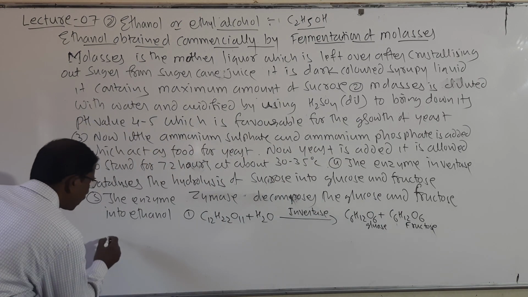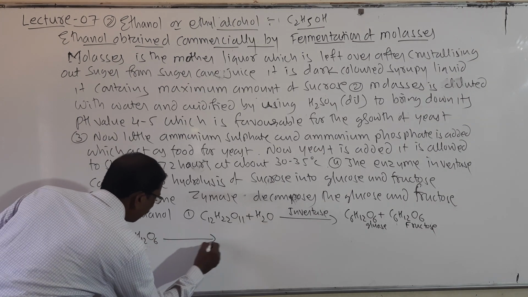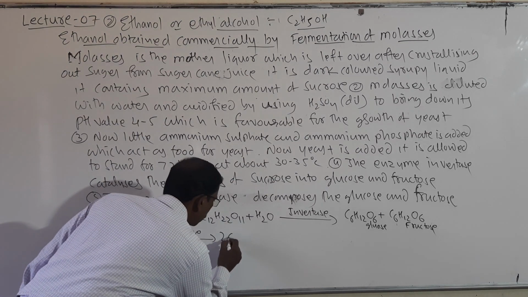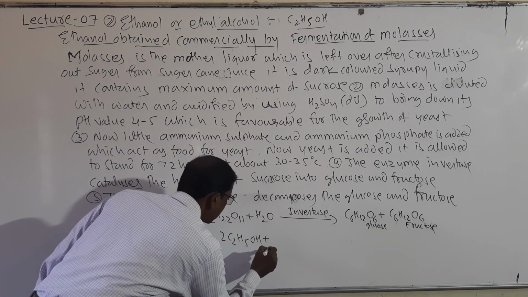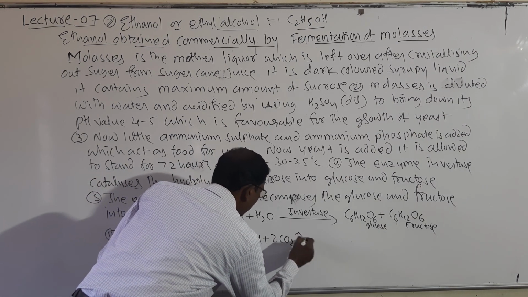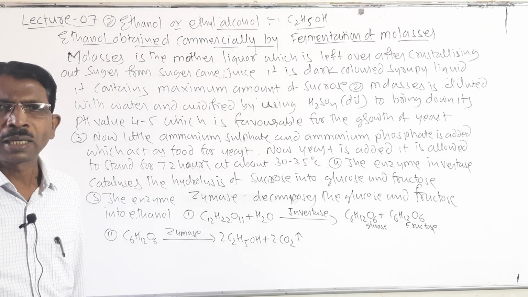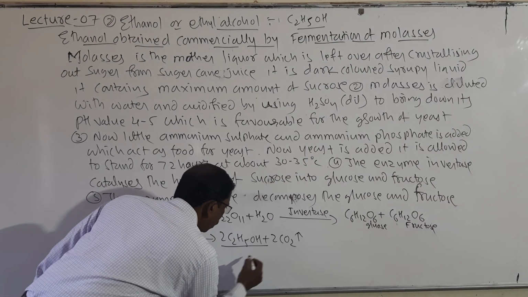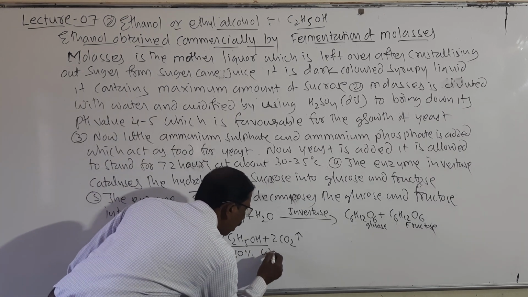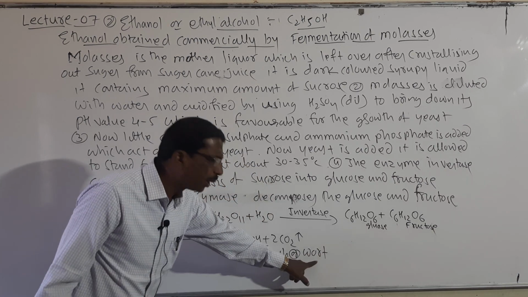And then, students, the second reaction is C6H12O6. It decomposes in presence of the enzyme called zymase. So it forms 2C2H5OH plus 2CO2. Carbon dioxide is liberated because it is a fermentation reaction, an anaerobic reaction. And here the ethyl alcohol which is obtained is only about 10%. It is also called wash or wort. Look here, wash or wort, W-O-R-T.